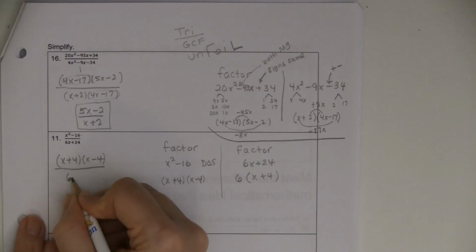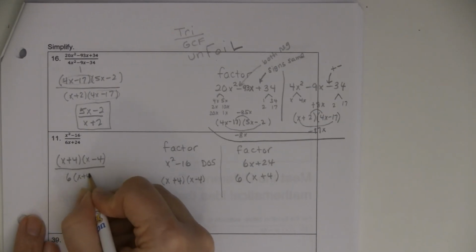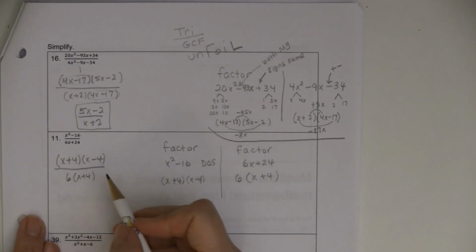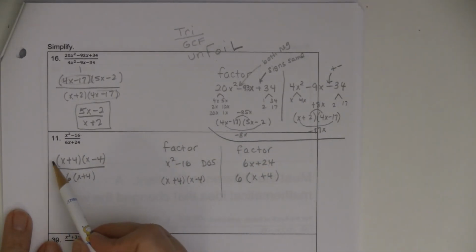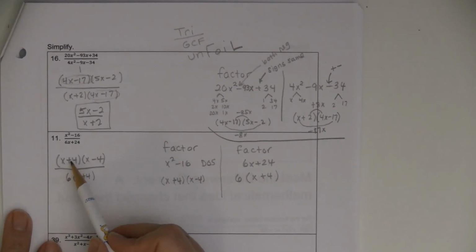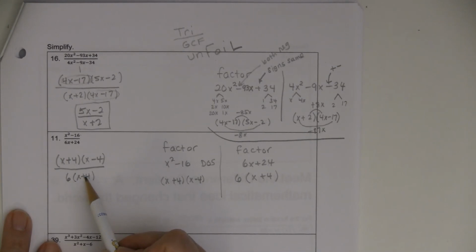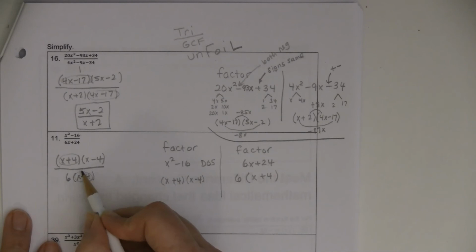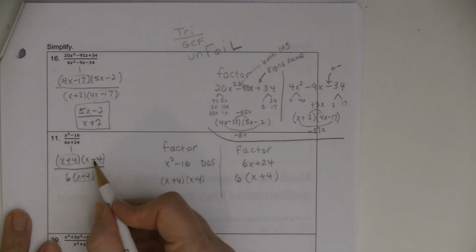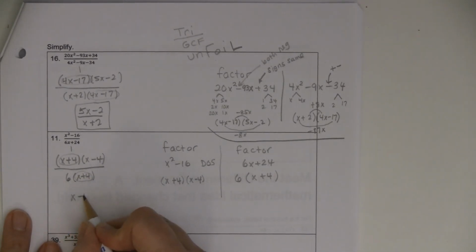So we have underneath here 6 times x plus 4. And we don't have any monomials that will cancel because there's no monomial up in the numerator. So the monomial 6 will not reduce with anything. But x plus 4 divided by x plus 4 is 1. So when you divide these, you get 1, and leaves you with x minus 4 divided by 6.